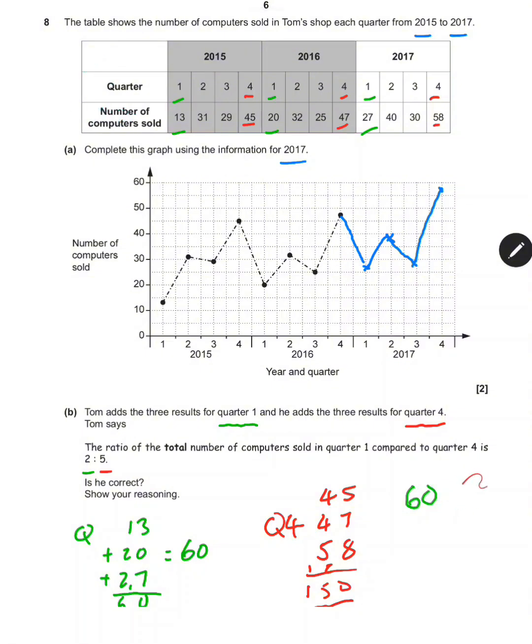And quarter four is 150. And we're trying to see if that simplifies to this ratio, 2 to 5. So let's start simplifying this. If we look at both sides, they'll definitely both divide by 10. And you get 6 to 15. These are both in the 3 times table, so divide by 3, 2 to 5. Exactly what Tom says. Make sure you say the word yes, he is correct.